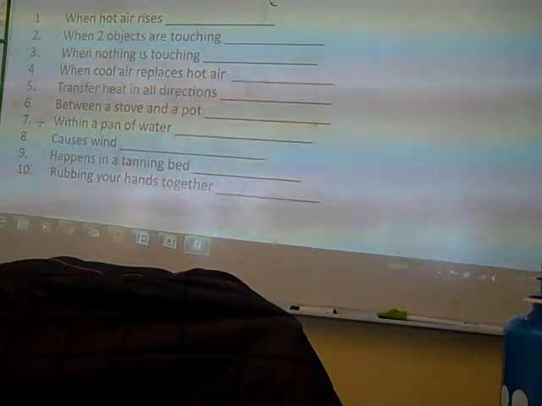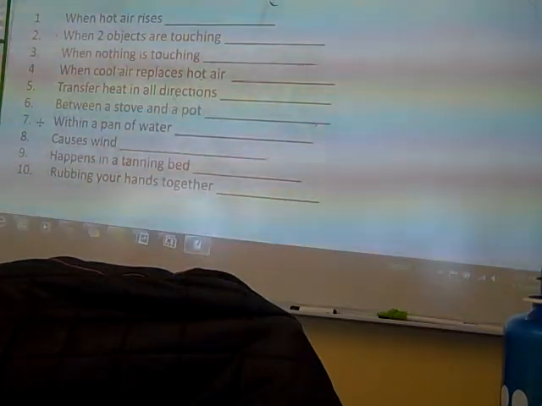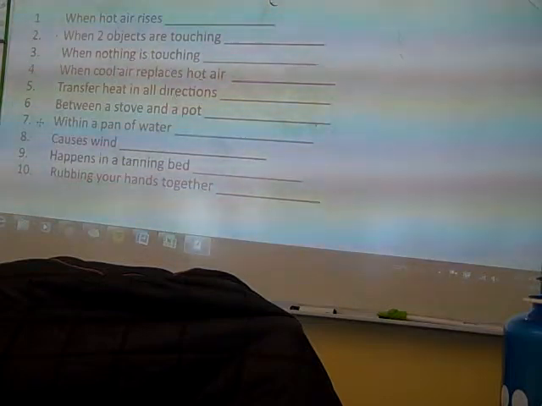Nope, and you need to read the sentence. Go ahead, Asada. Between the stove and the pot, convection. Convection is incorrect. Okay, so the pot is on the stove. And the stove is hot. Go ahead, Eunice. Conduction. Conduction is right. Sit down if you didn't get conduction.